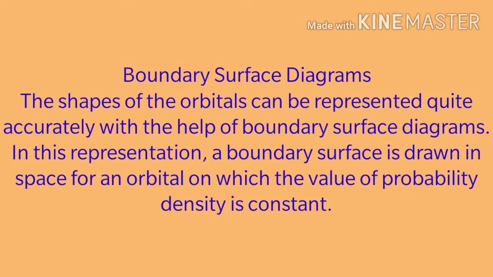This is the representation of the orbital. There are two methods to represent an orbital. The one is boundary surface diagram. The other is charge cloud picture. Normally we use the boundary surface diagrams to represent an orbital, that is the representation of the probability density, that is psi square. So we have to study about the boundary surface diagrams.